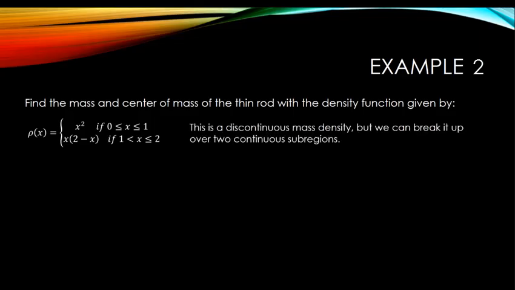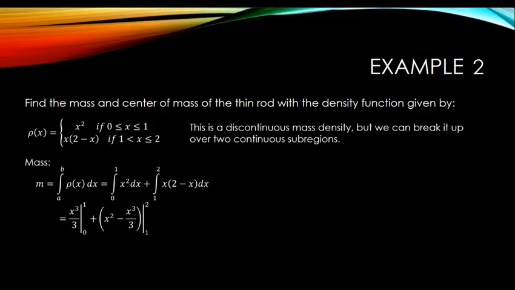This is a discontinuous mass density, but we can still work on it by breaking it up over two continuous subregions. So my mass is going to be given by little m is equal to the integral from a to b of rho of x dx, which is equal to the integral from 0 to 1 of x squared dx, plus the integral from 1 to 2 of x times the quantity 2 minus x dx. This gives me x cubed over 3 evaluated from 0 to 1, plus the quantity x squared minus x cubed over 3 evaluated from 1 to 2. I plug in those limits of integration and simplify, and I get 1.